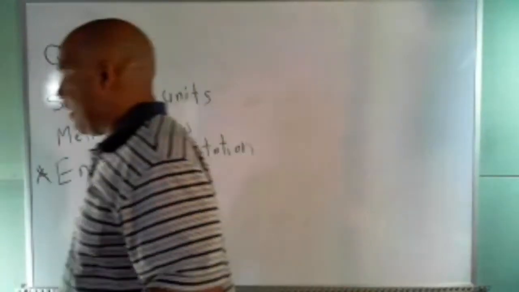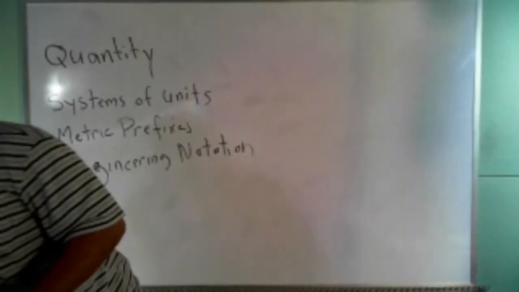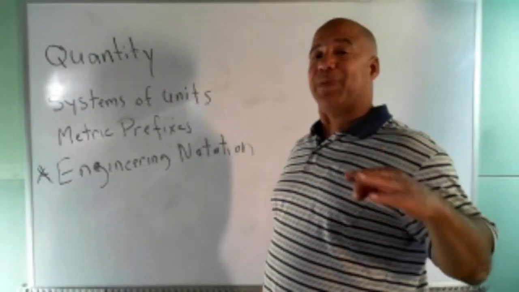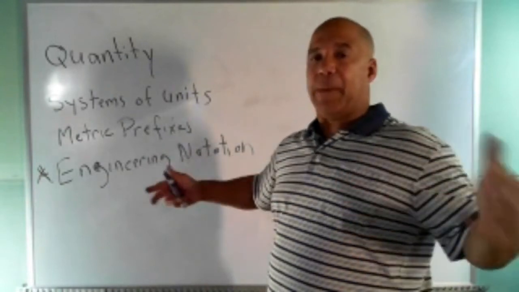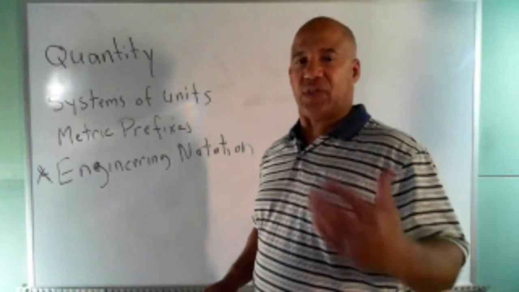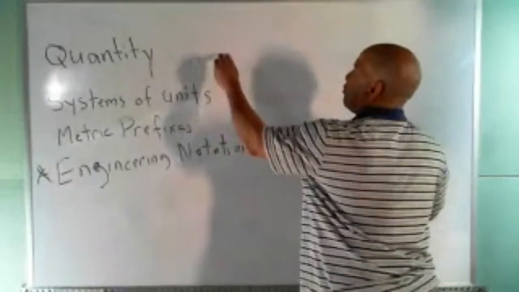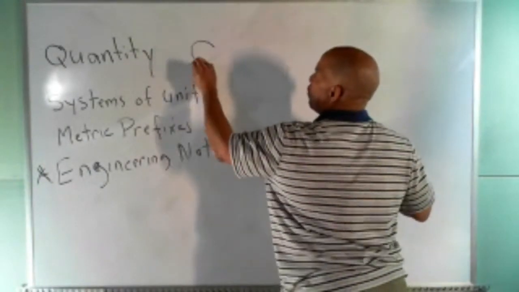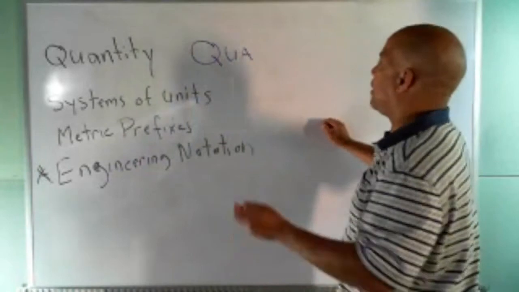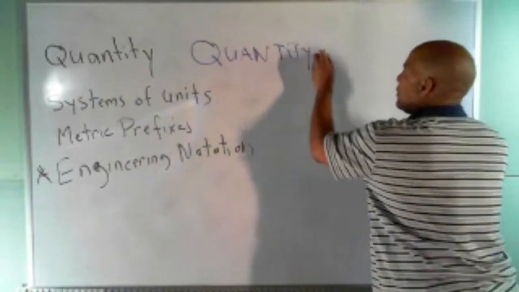Now, in science or engineering, the term quantity, the thing about being an engineer or scientist or just a technical person in general, is that we have words that have very specific meanings. When lay people use words, they're not as precise as we are as scientists, engineers, and technical people. So we have very precise meanings for certain words. Quantity is one of those words. What is a quantity? It's a good question. Maybe the better question is how do you express a quantity? To express a quantity, you need two things. You have to have a magnitude.